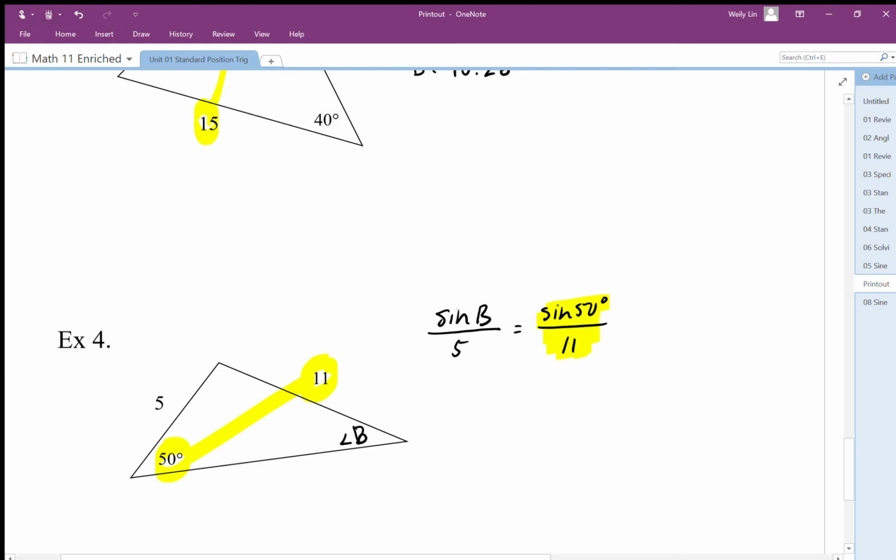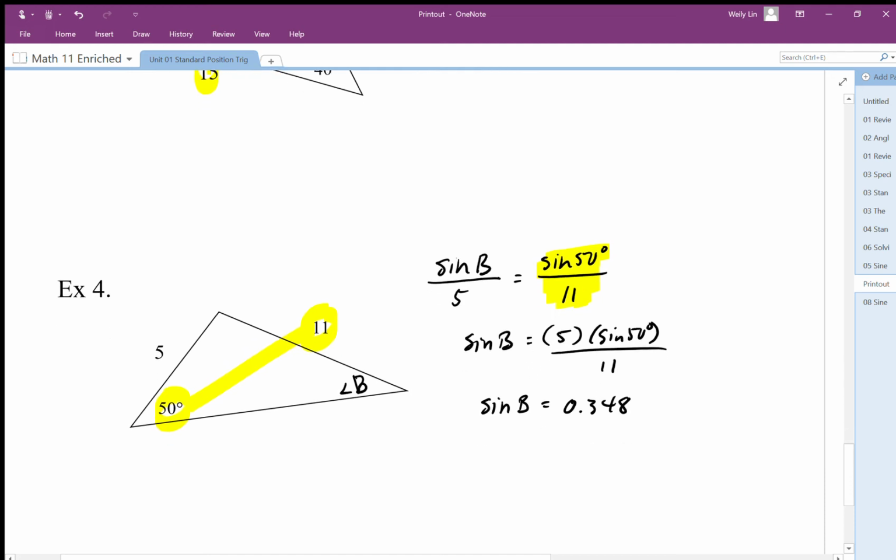So putting this into my calculator, I end up with sine of angle B works out to be 5 times sine 50 divided by 11. 5 sine 50 divided by 11 gives me 0.348. So sine of angle B is 0.348. Again, use 3 decimals if you can.